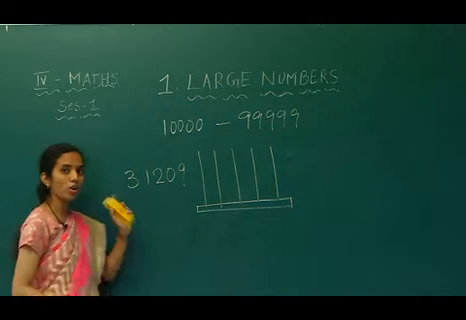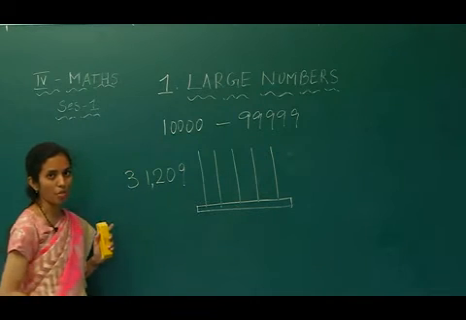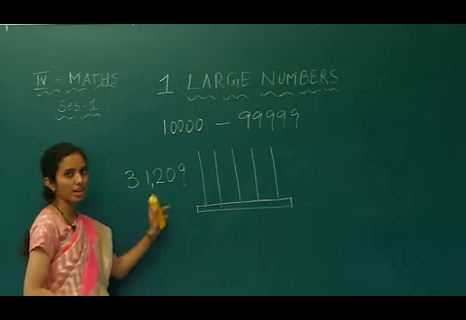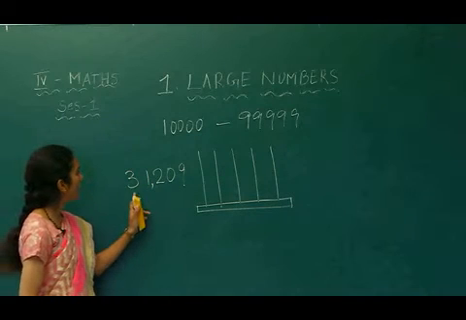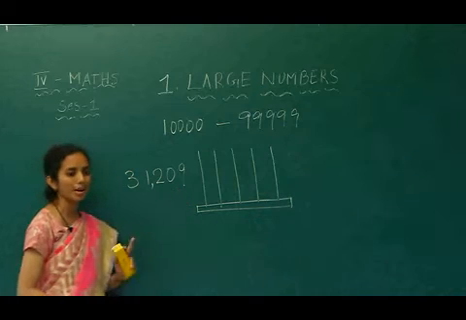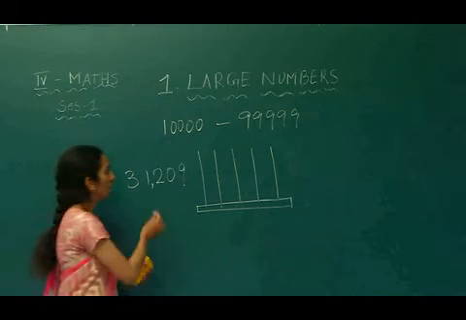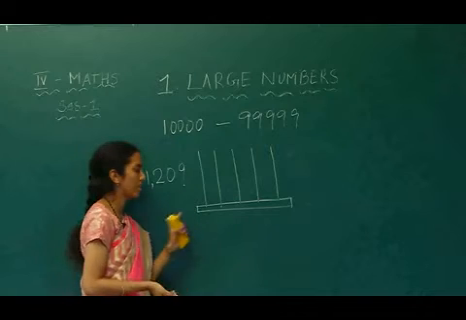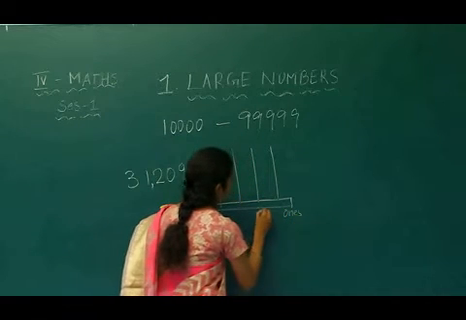31,209. According to the Indian number system, we put a comma after the ones period, that is, after the hundreds, and we read it as 31,209. And how do we represent it in the abacus scale? Before representing it on the abacus scale, first of all you write the place values.